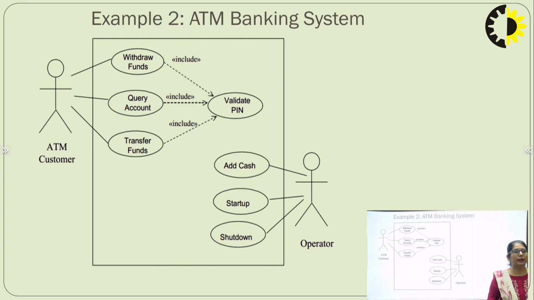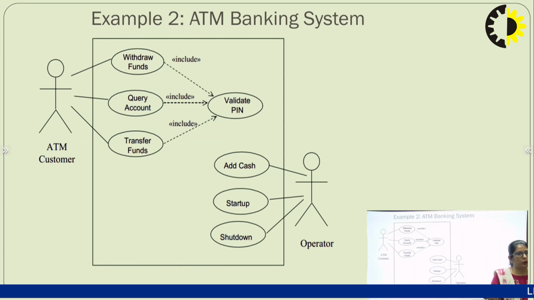If he is taking a withdrawal, then by default you cannot take out the funds unless you are validating the PIN. So it's a required use case for that withdrawal of funds. So there is an include stereotype mentioned. If you are inquiring about your account, still you have to enter your PIN. Again, validating PIN is required. That's why the include stereotype is mentioned here. If you need to transfer funds, still you have to enter the PIN. So it is a required use case for performing any of the business processes.